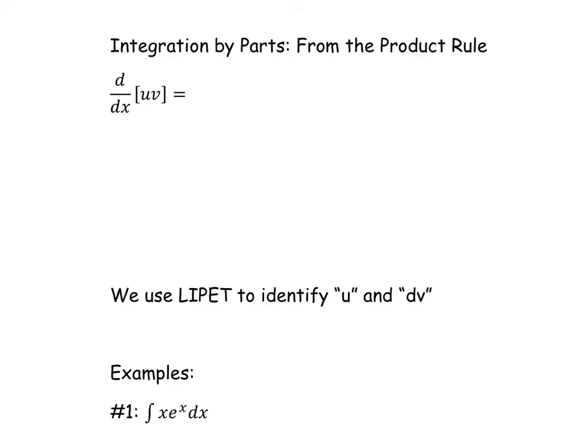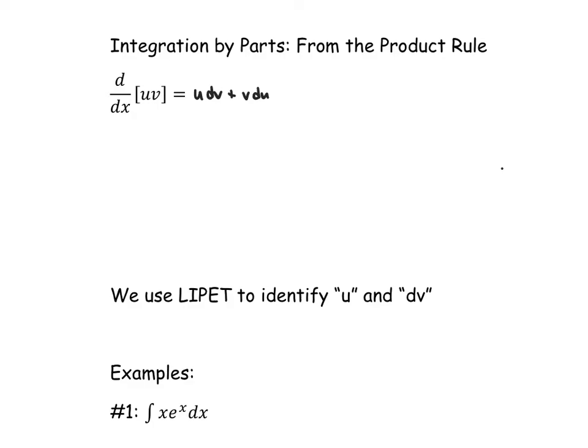So integration by parts comes directly from the product rule. In essence, we are undoing a portion of the product rule. So let's look at the product rule of two functions, u and v. In the whole process here, we're going to be identifying functions u and v. So if I took the derivative of u times v, I get u times the derivative of v, plus v times du. That's our product rule.